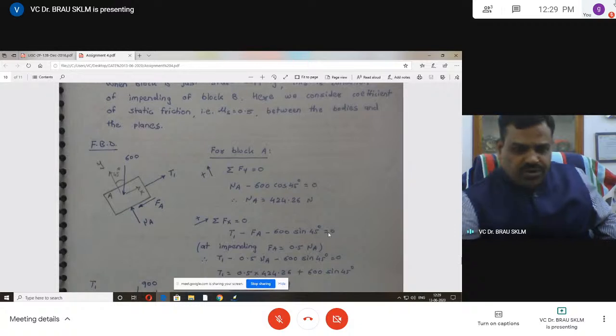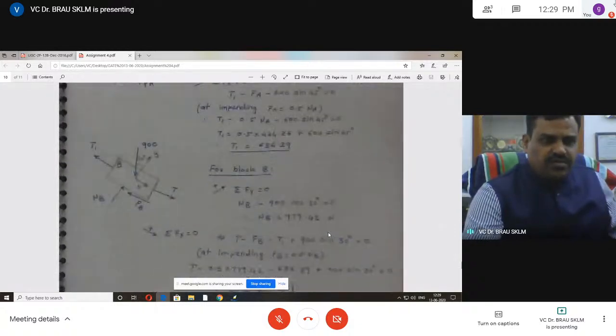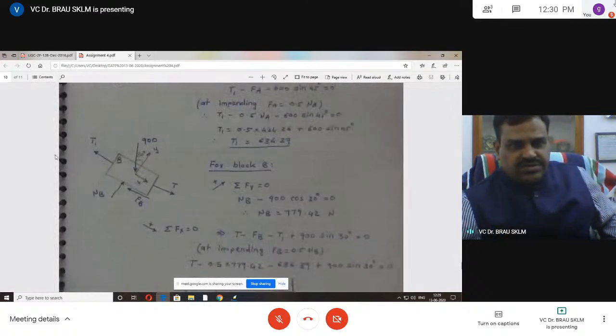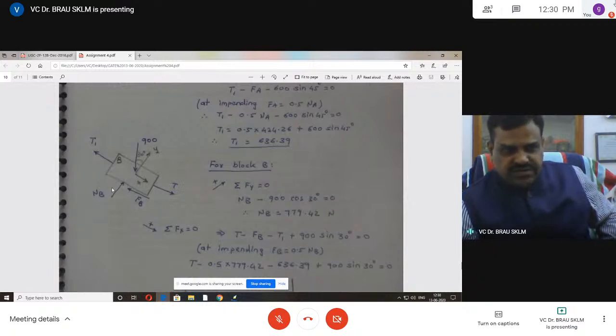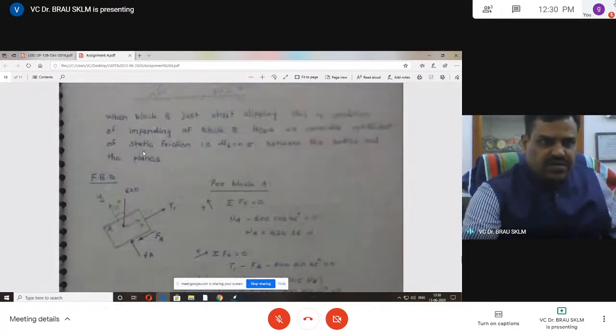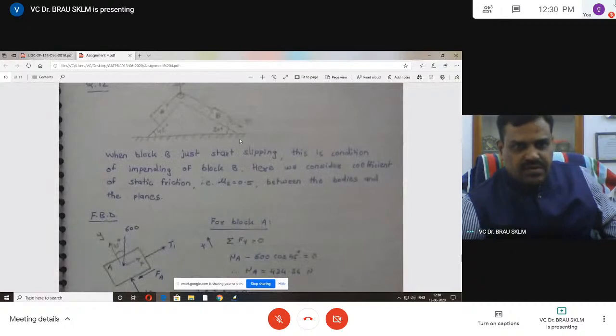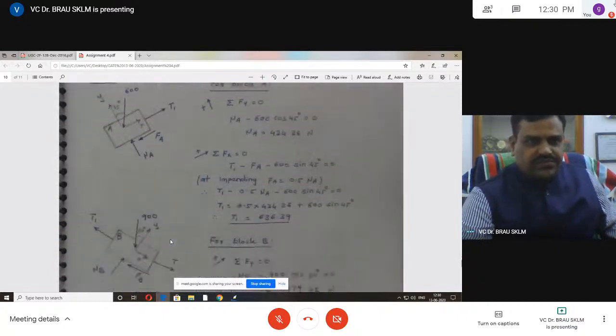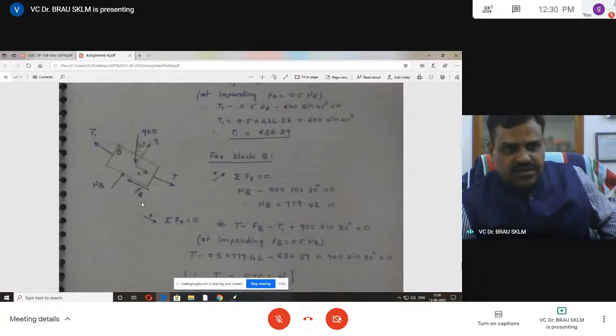Now go to block B. Similarly, for block B, the 900 force, this is the tension in the string, and this is the force applied. This is NB. Because it is moving downwards, the frictional force acts upwards. This angle is 30 degrees. The line perpendicular to this is also at 30 degrees.